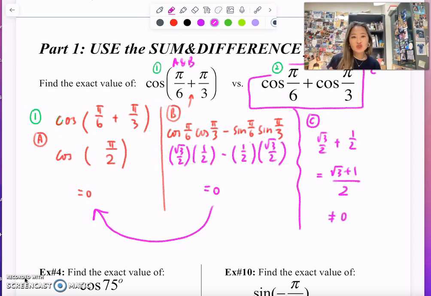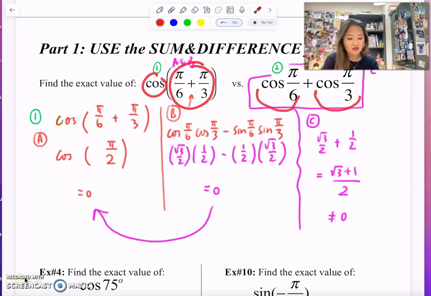Therefore, you've proven also, once again, that the sum and difference formula is different when it's a sum here as opposed to cosine of something plus cosine of something. This means cosine of this particular angle. Okay, so we did this 3 different ways. If I ask you to apply the sum and difference formula, you're going to have to do it with this technique.